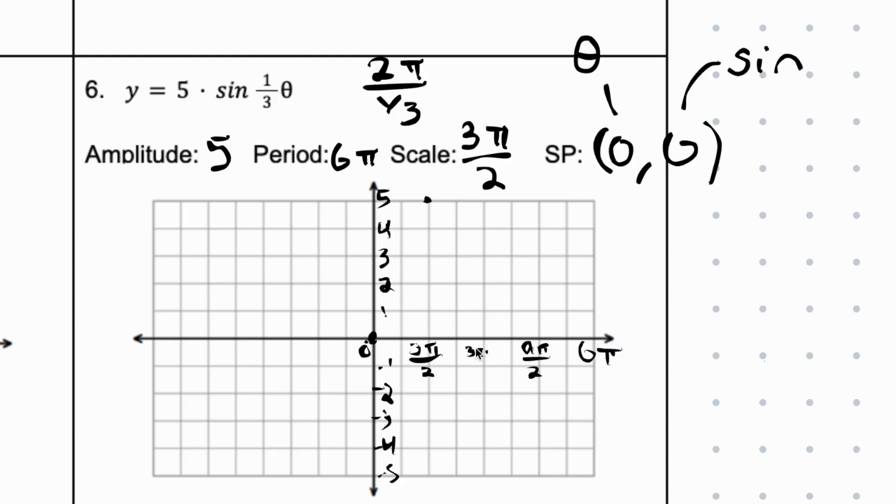3 pi times 1/3 is going to be pi. Sine at pi is going to be 0. So 0 times 5 is just 0. At 9 pi over 2 times 1/3, we're going to get 3 pi over 2. At 3 pi over 2, our sine value is going to be -1. -1 times 5 is going to give us -5.